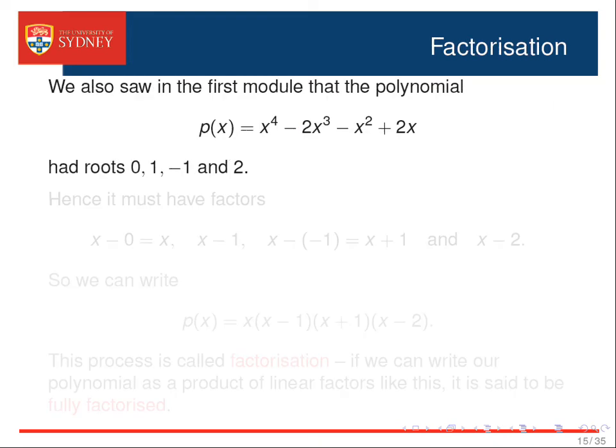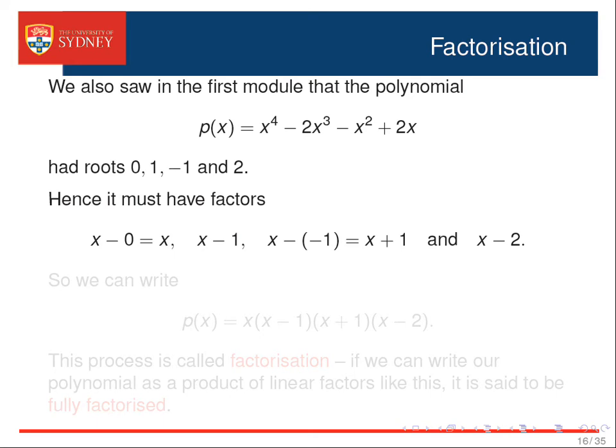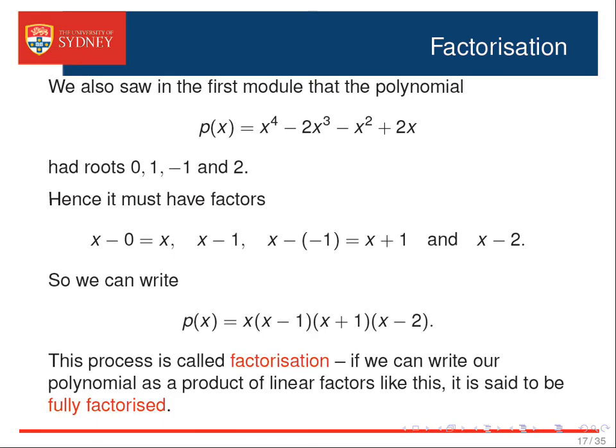You might remember from last time that we saw the polynomial x to the 4 minus 2x cubed minus x squared plus 2x had roots 0, 1, minus 1, and 2. This must mean that it has factors x minus 0, or just x, x minus 1, x minus minus 1, which is x plus 1, and x minus 2. This means that p of x can be written as x times x minus 1 times x plus 1 times x minus 2. This is called factorization, and you should think about why this has to be a complete factorization of p of x.